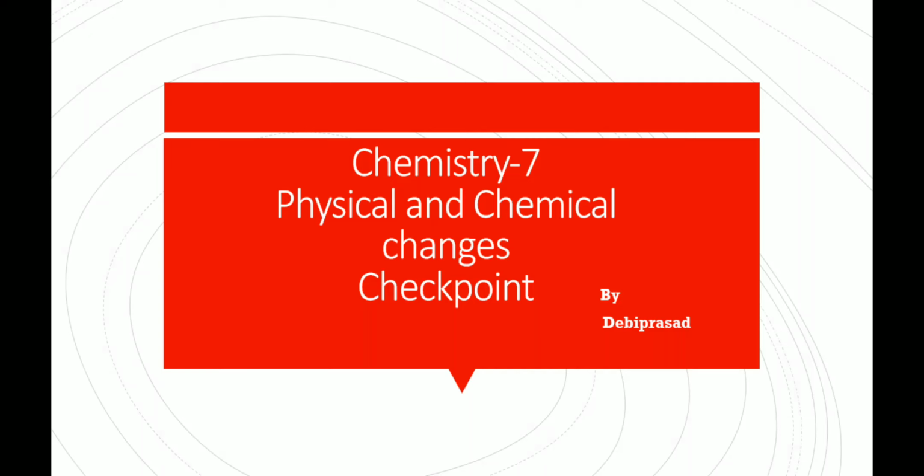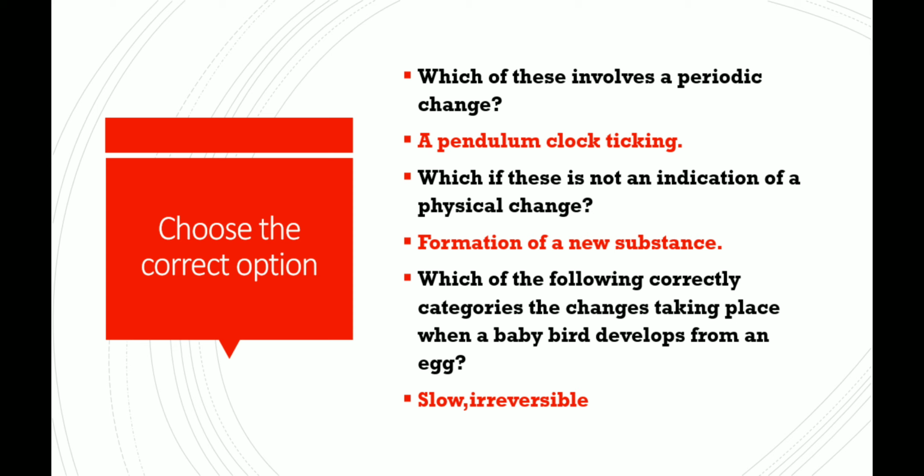In this video, I am going to explain all about the questions and answers of chapter 2, that is physical and chemical changes. The first question is: choose the correct option. Question number 1: which of these involves a periodic change? The first option, turning the pages of a book. Second one, cooking food. Third one, a pendulum clock ticking. And the fourth one is lightning striking. The third option, a pendulum clock ticking, is the correct option.